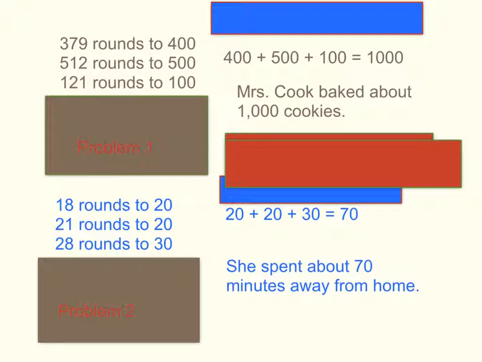If you notice in all of these numbers, they are all close to a multiple of the greatest place. So 18 was close to 20, 21 was close to 20, and 28 was close to 30. So that's why we picked rounding to estimate these answers.